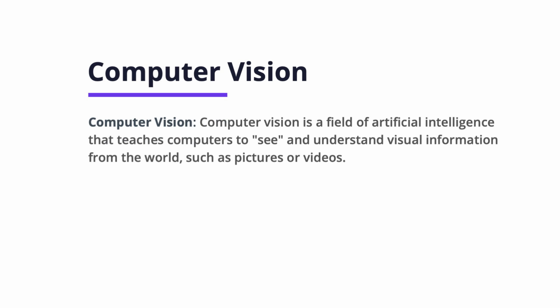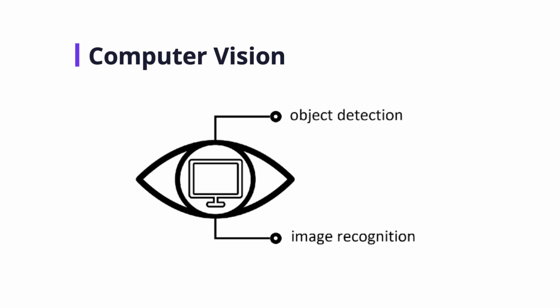Our next term is computer vision. Computer vision has been part of the AI world for a long time. Computer vision is a field of AI that enables computers to interpret and understand the visual or physical world. In other words, it seeks to replicate the process that humans use to extract, analyze, and understand information from images or video.